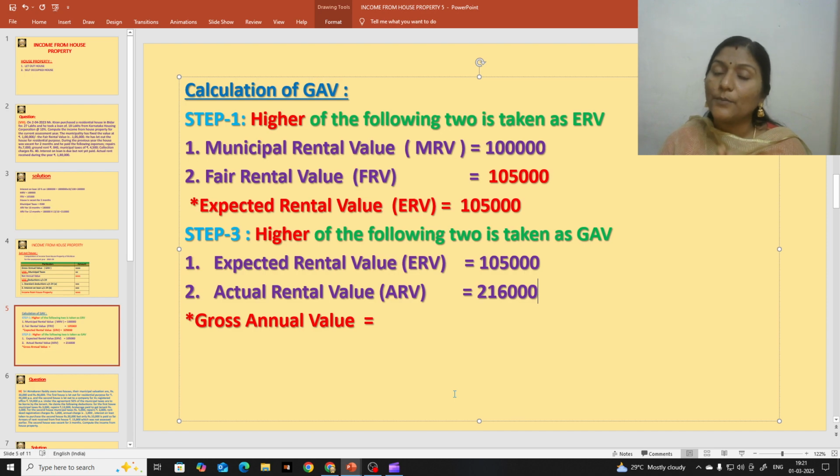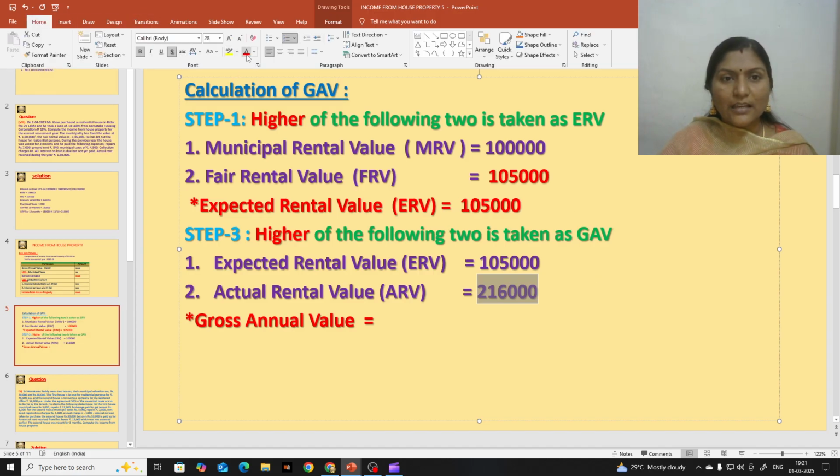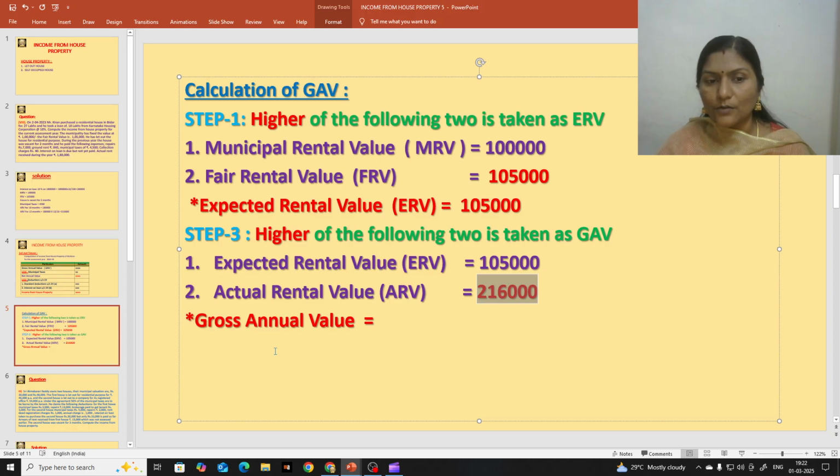So in the third step, ARV you take for the full year. The assessee received only 10 months rent because the house was vacant for 2 months, but you take for the full 1 year and select here first. The highest one you select. Which is the highest one here? 2,16,000. You select that first. How am I going to select? By changing the color. I selected 2,16,000.